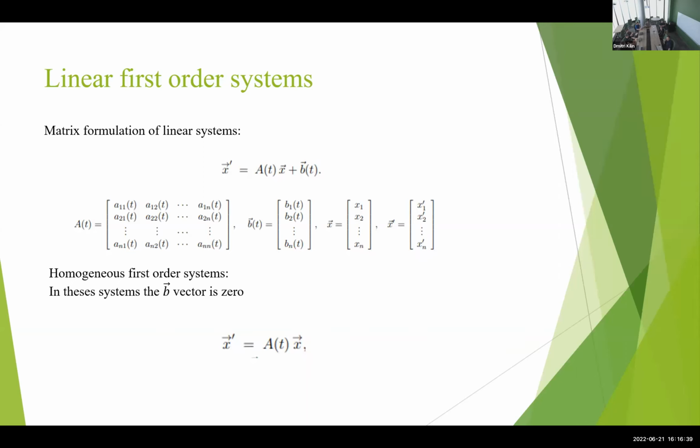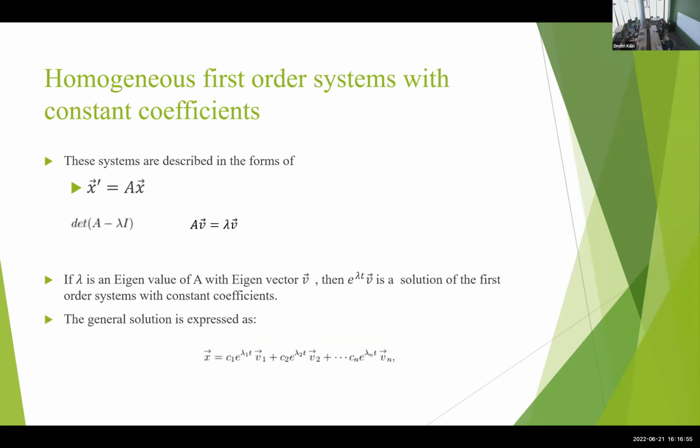If the B vector is 0, we call the system a homogeneous first order system. So it's another step of simplification of this system, but solving it is also kind of complicated. At the last step, we oversimplify the system as a system with constant coefficients, so the A matrix is not dependent on the t variable, and all the coefficients are constant numbers. At this stage, we are able to solve this system based on the steps that I'm going to explain.